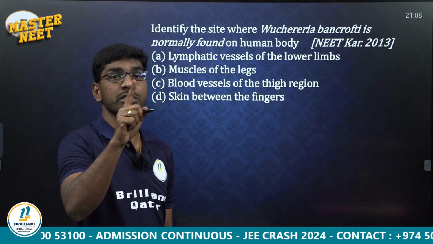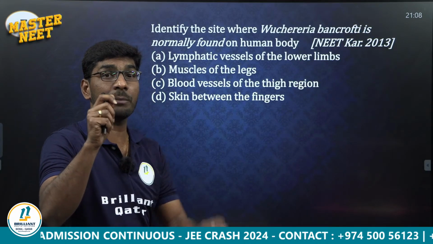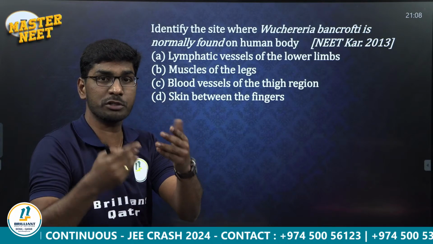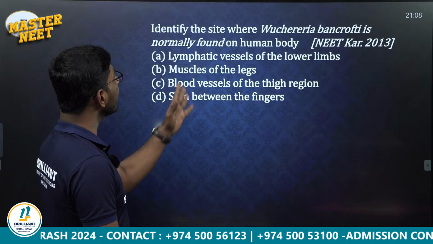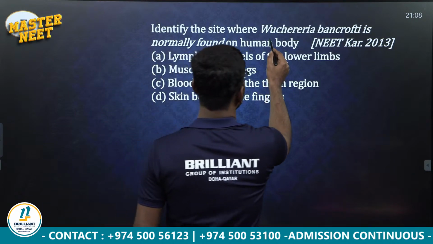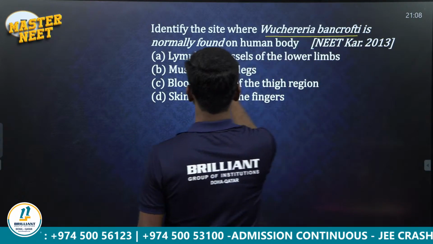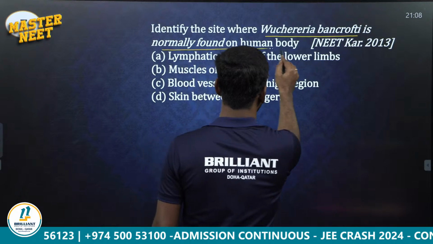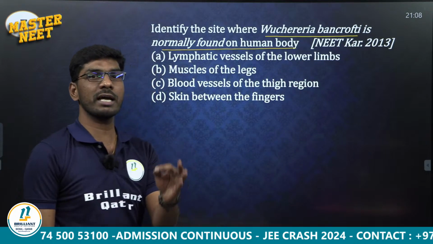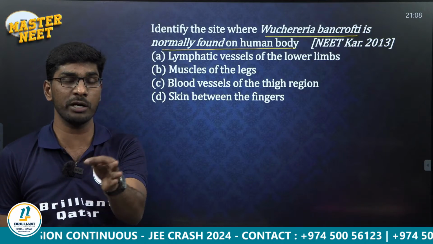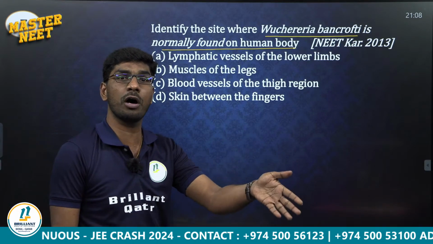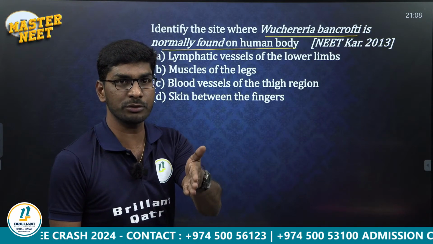In the sexual reproduction in flowering plants chapter, students, thoroughly prepare all the steps of artificial hybridization. Look here, NEET 2013. Identify the site where Wuchereria bancrofti is normally found in the human body. They are asking, Wuchereria bancrofti, what type of organism? A helminth organism, right? It can cause what? Elephantiasis. Do you remember this?